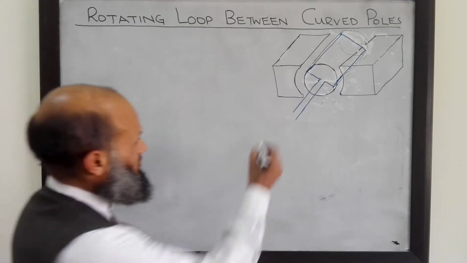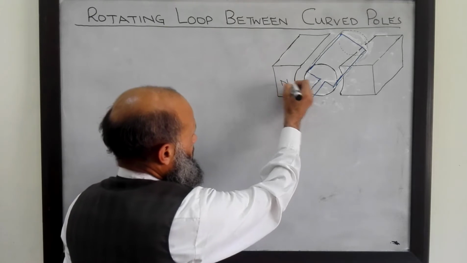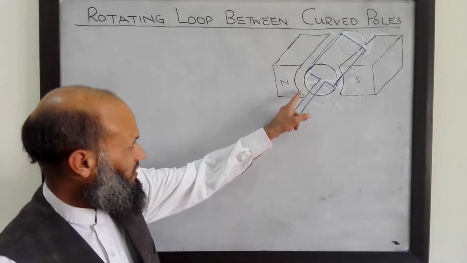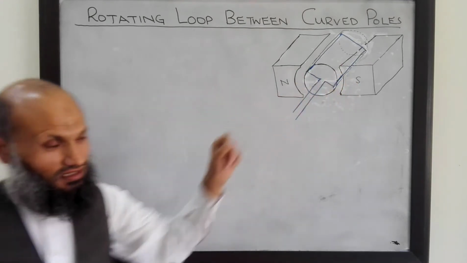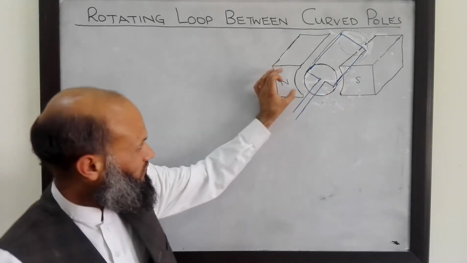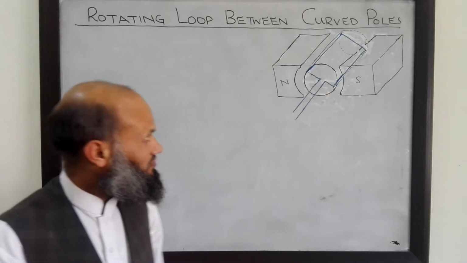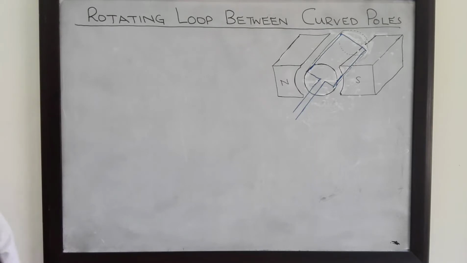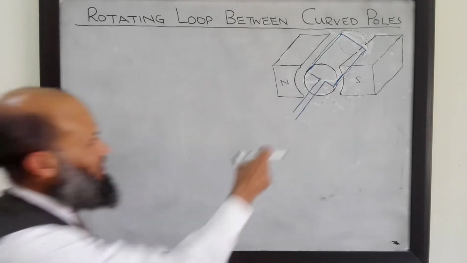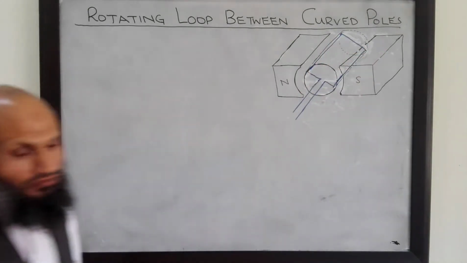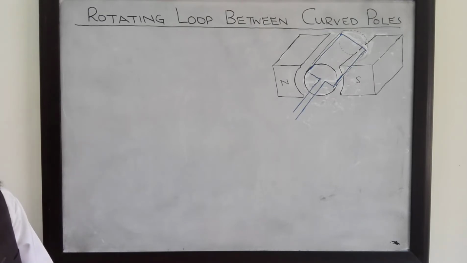Here we have north pole and south pole. The pole faces are not flat, rather these are curved. Inside these pole faces there is a cylindrical ferromagnetic material which can rotate inside these curved pole faces. On this ferromagnetic material we have a coil of wire, rectangular coil, which is placed on this cylindrical rotor.